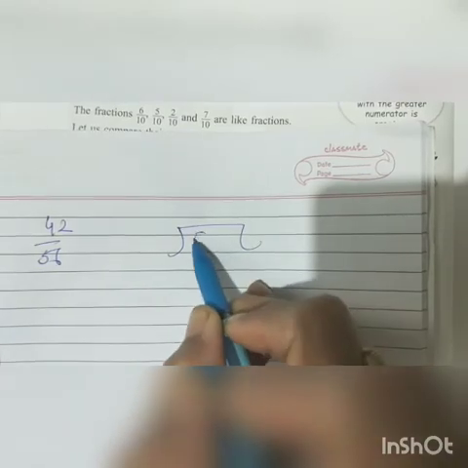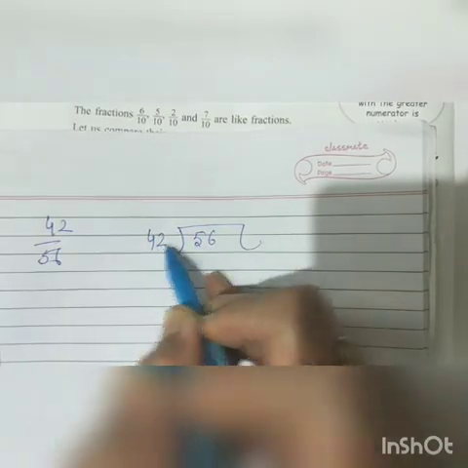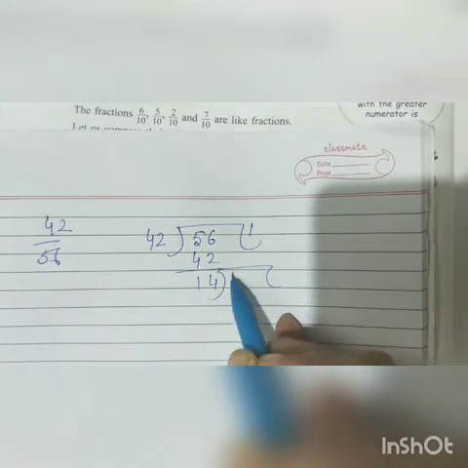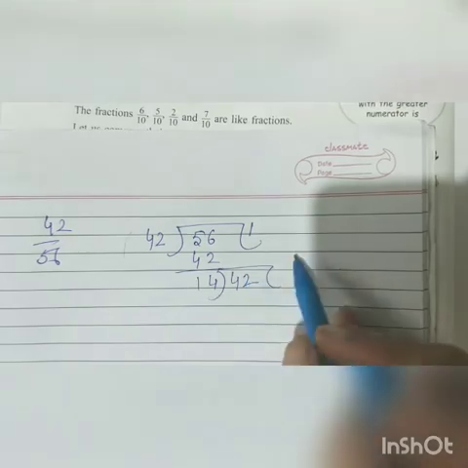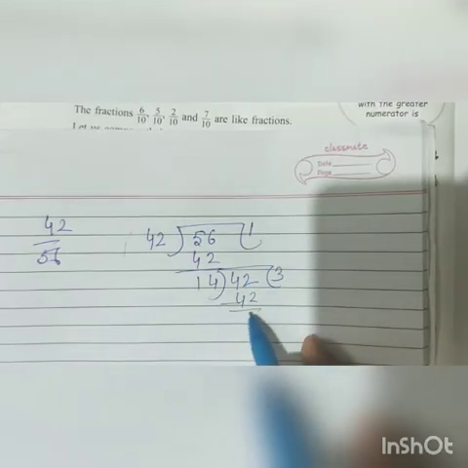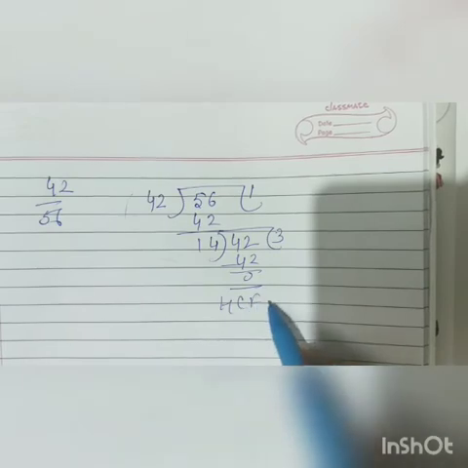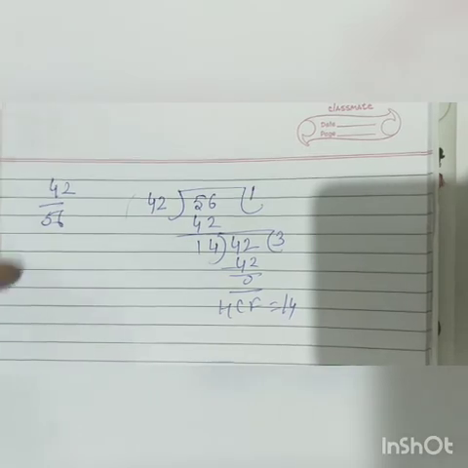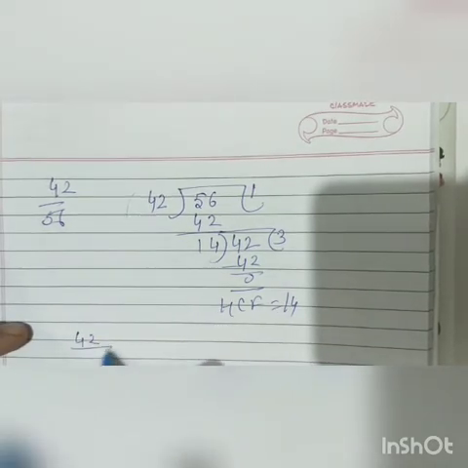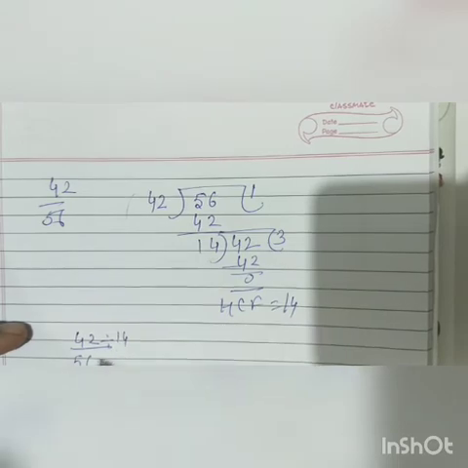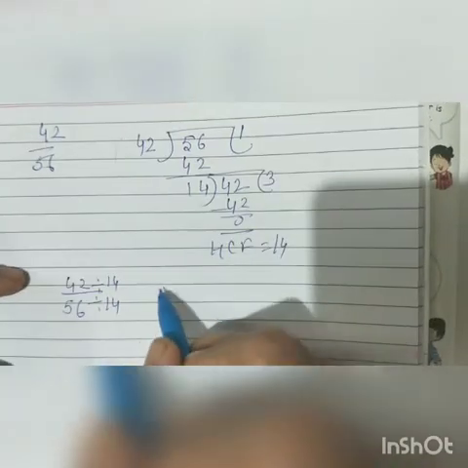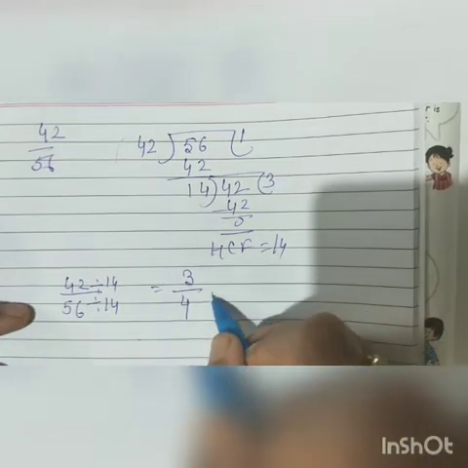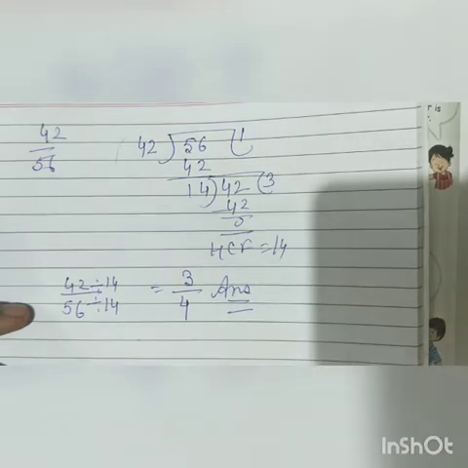The big number is 56. We will keep it in the division box. Divide by 42. 42 ones are 42. The remainder is 14. Now the first divisor we keep in the division box. 14 3s are 42. Now the HCF is 14. It means the highest common factor of this fraction is 14. So divide 42 by 56 by 14. If we divide, the fraction will become 3 by 4. It's the lowest term. It's the answer.